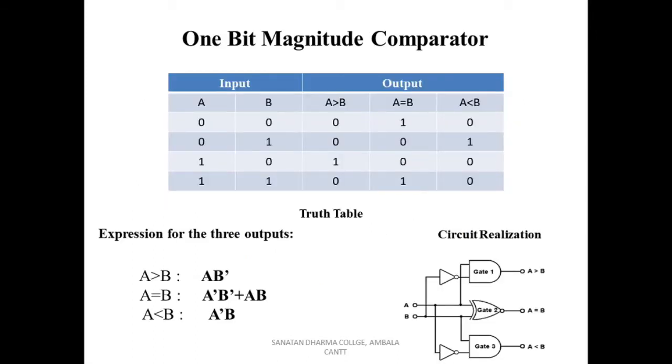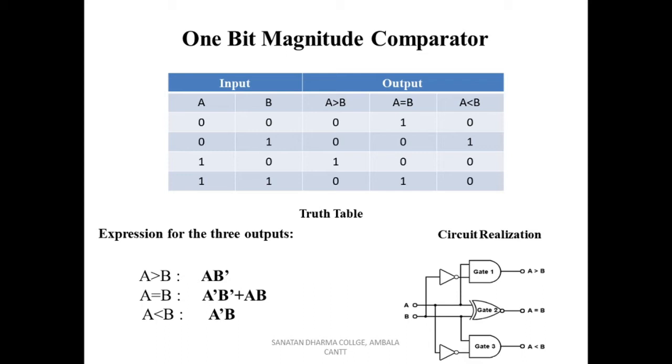You can see in the truth table we have two inputs, A and B. So the possible combinations will be 0 0, 0 1, 1 0 and 1 1. Now these A and B are being compared, and depending on the comparison the output will be equal to 1. Let us see what happens in the first case, when A is compared to B and its value is 0 0. As you can see, 0 is always equal to 0, so the output A equal to B will be high.